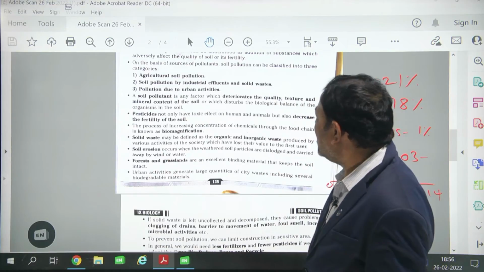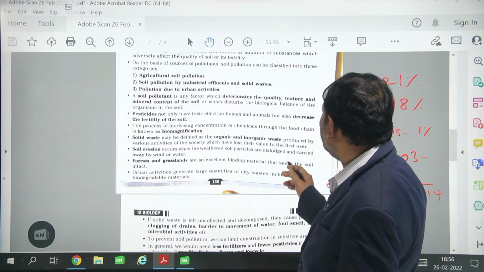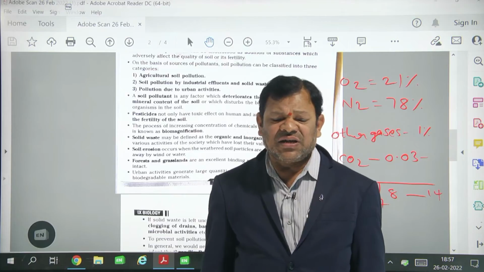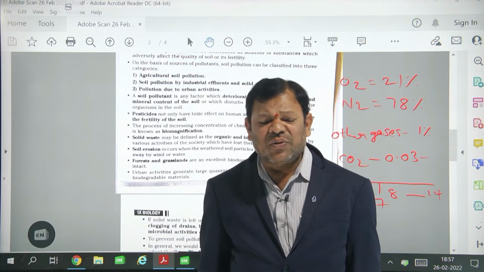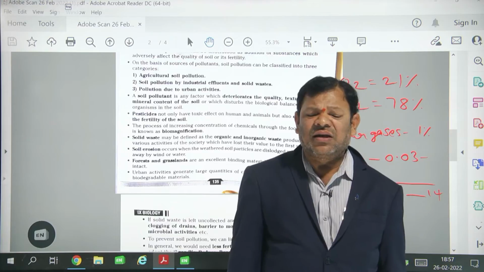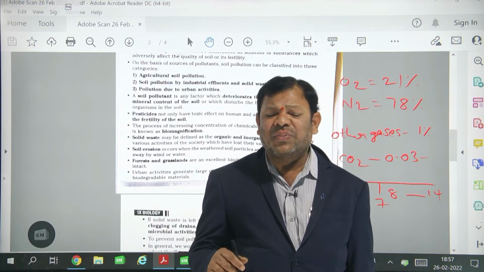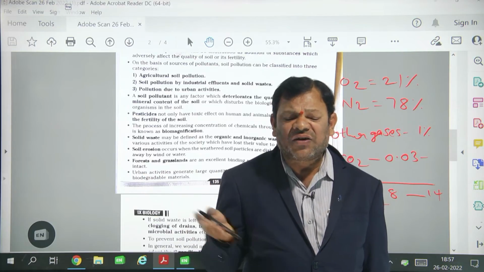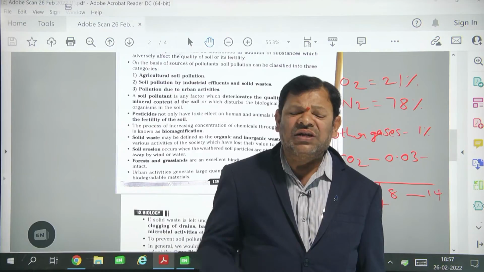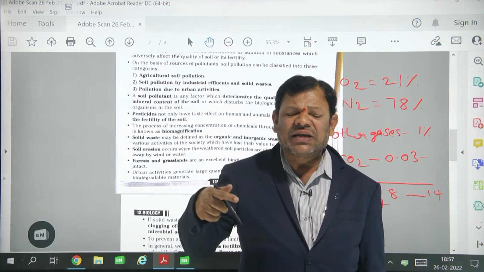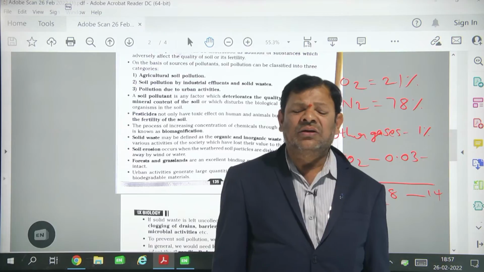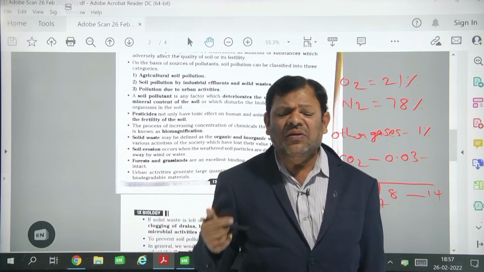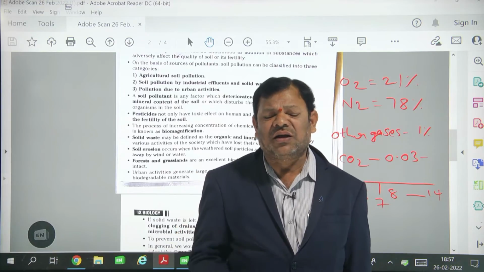Soil erosion occurs when the weathered soil particles are dislodged and carried away by wind or water. Soil moving from one place to another is known as soil erosion. A larger number of plants prevents soil erosion. If we do deforestation day by day, soil erosion is increasing, and soil pollution is also increasing. So instead, we can grow plants and control soil erosion.